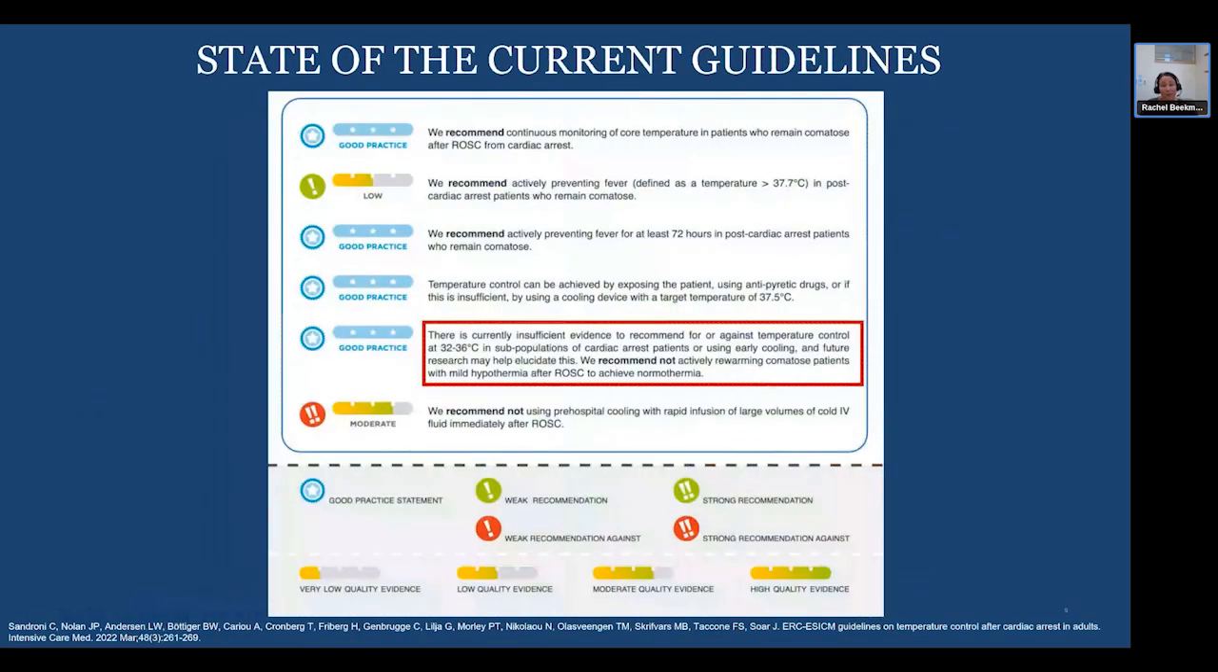The current guidelines recommend, at minimum, active temperature control aimed at achieving normothermia, but recognize that there are knowledge gaps that remain about which subpopulations may benefit from moderate hypothermia. And they also mention the unknown impact of early cooling, which we're going to spend a lot of time discussing today.